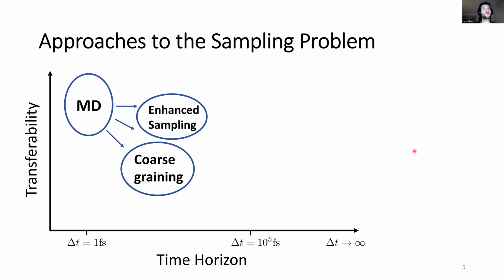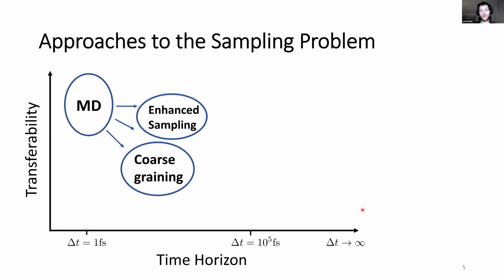There are different approaches to the sampling problem. What I'm showing here on the x-axis is the time horizon of the method, and on the y-axis the transferability of the method. Molecular dynamics simulations are usually highly transferable depending on the force field, but they perform these very small time steps. Then there are enhanced sampling methods, which usually allow for larger time steps, also coarse graining, where we collect several atoms into beads and simulate these. So we reduce the dimensionality of the system, which usually allows for larger time steps.